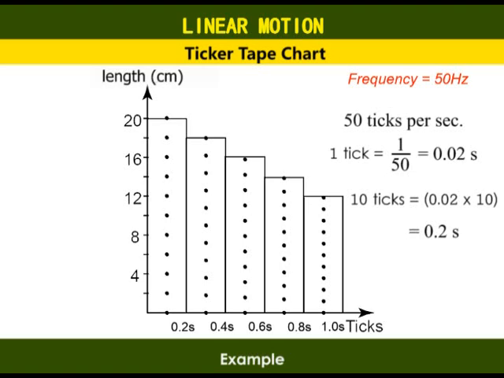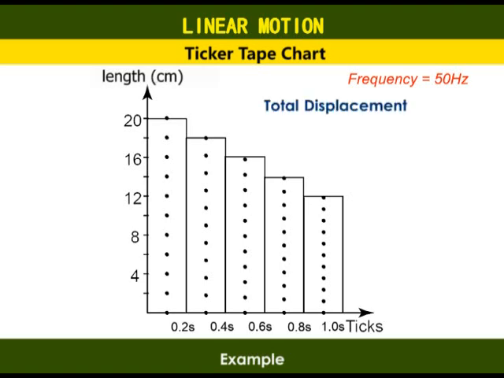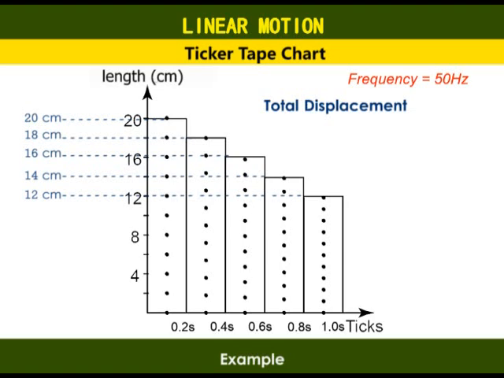First, we need to calculate the total displacement. As you can see, for the first strip, the displacement is 20 centimeters. Second strip is 18 centimeters. Third strip is 16 centimeters. Fourth strip is 14 centimeters. And the fifth strip is 12 centimeters.